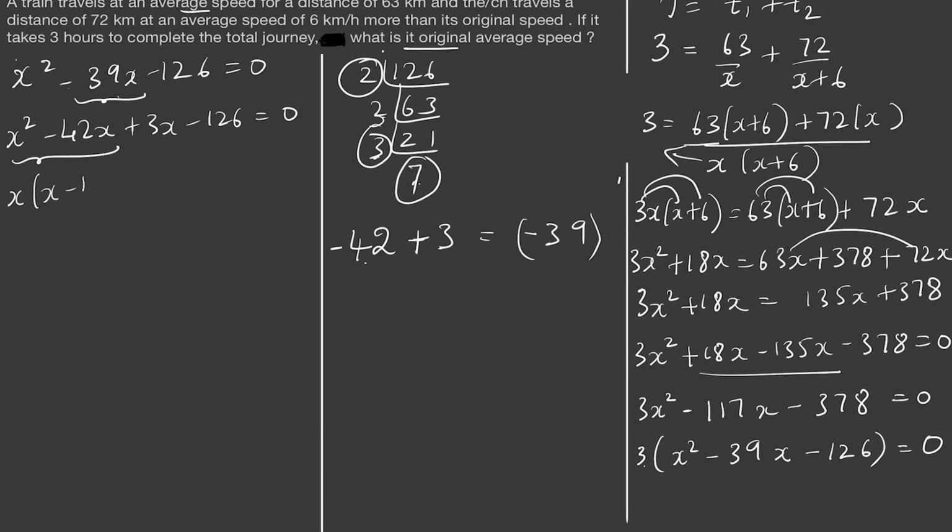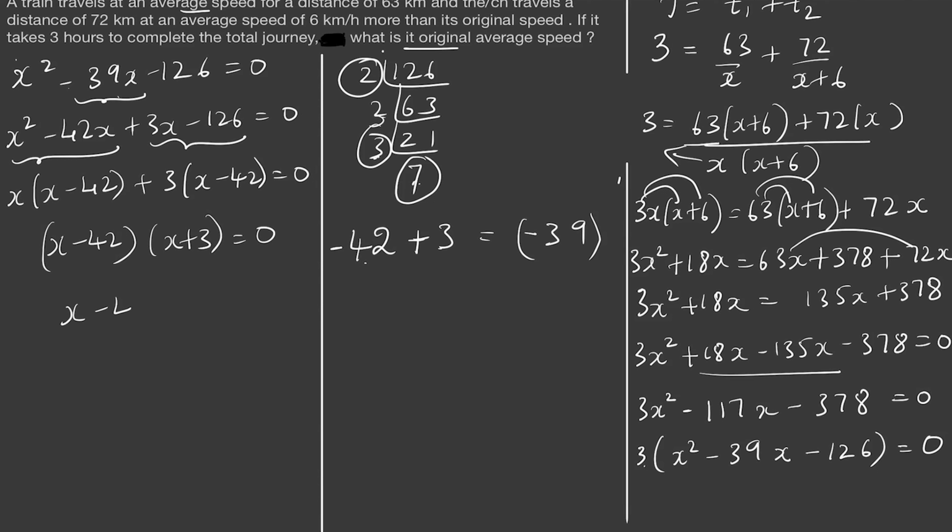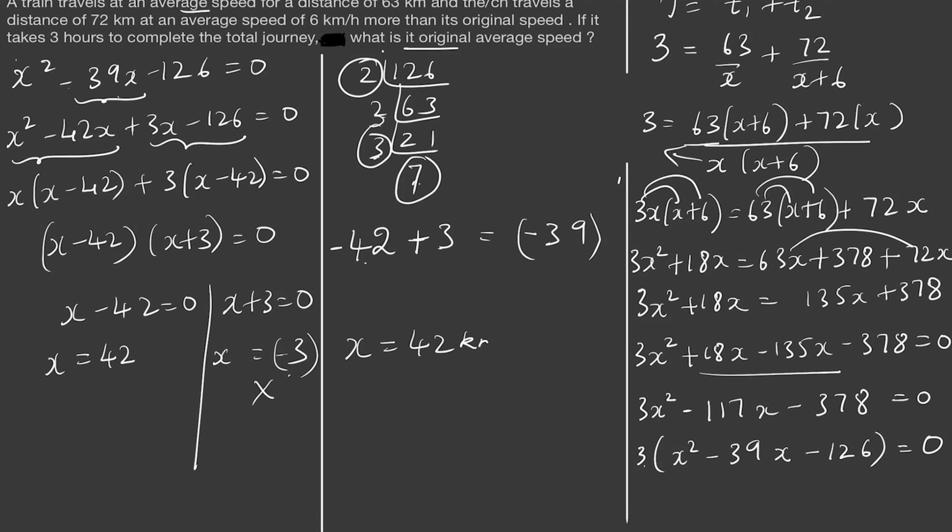Taking x common here, x minus 42, plus taking 3 common here, 3 into x minus 42 is equal to 0. So x minus 42 into x plus 3 is equal to 0. x minus 42 equals 0 or x plus 3 equals 0. x is equal to 42 or x is equal to minus 3. Since speed cannot be negative, this value of x is overruled. So what is the value of x? It is 42 km per hour. That is the original average speed.